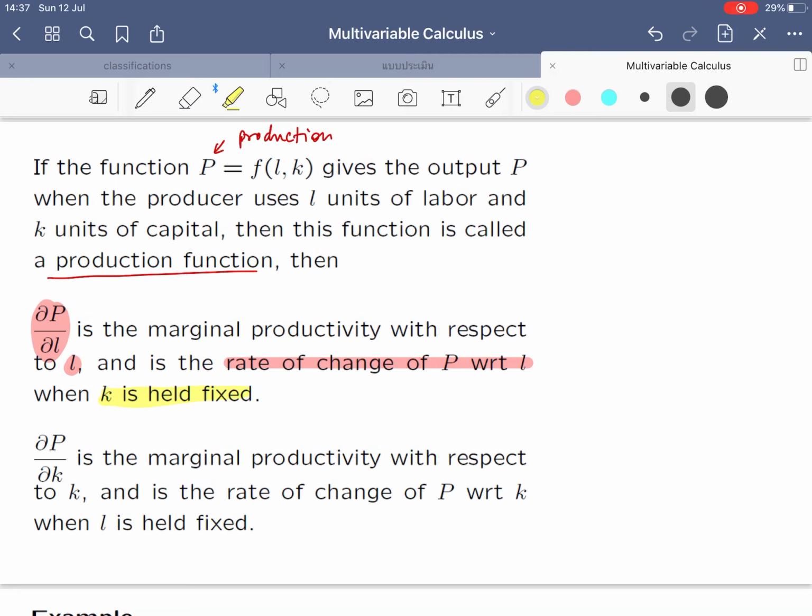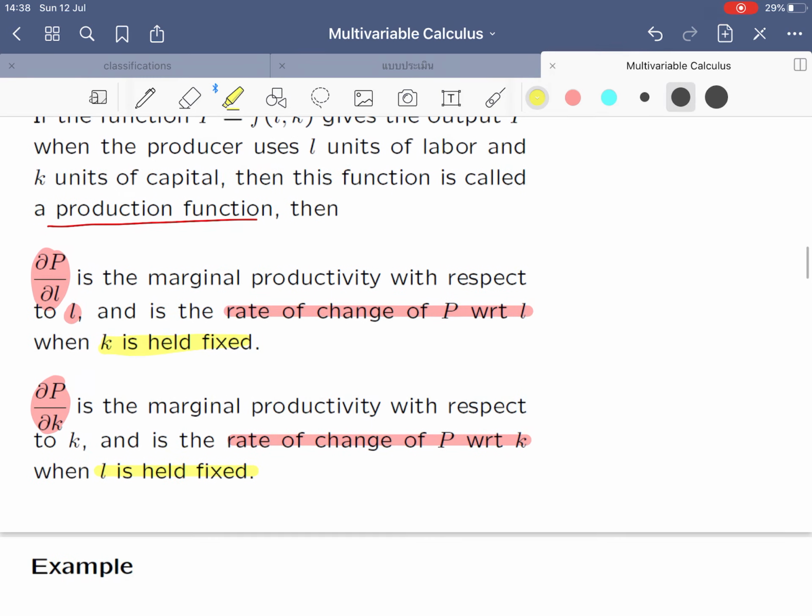Okay, so you want to know the effect of changing the number of labor while your capital stays the same. On the other hand, if you want to see the effect on production when you change the capital but your labor is fixed, that will be the derivative of P with respect to K, the marginal productivity with respect to K.